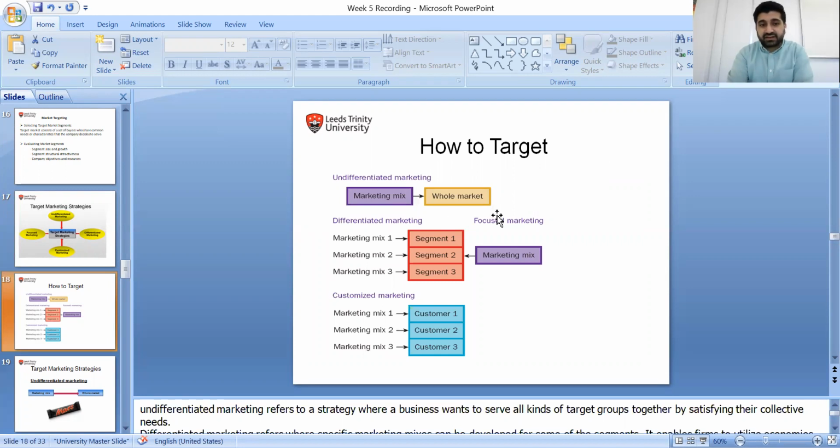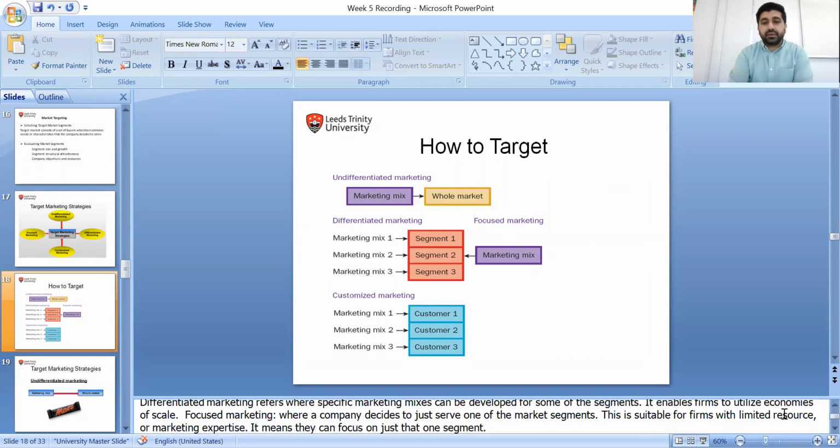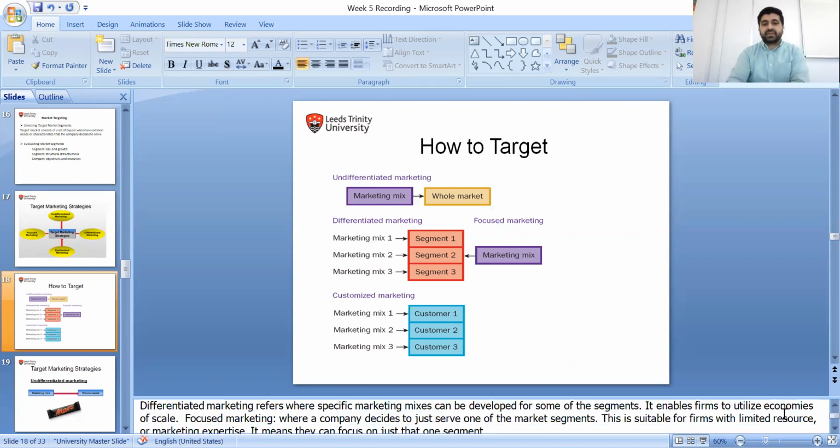Differentiated marketing refers to where a specific marketing mix can be developed for some of these segments. It enables companies to utilize economies of scale. Here we can see marketing mix one and segment one, so each part of the marketing mix serves a specific segment of the market.